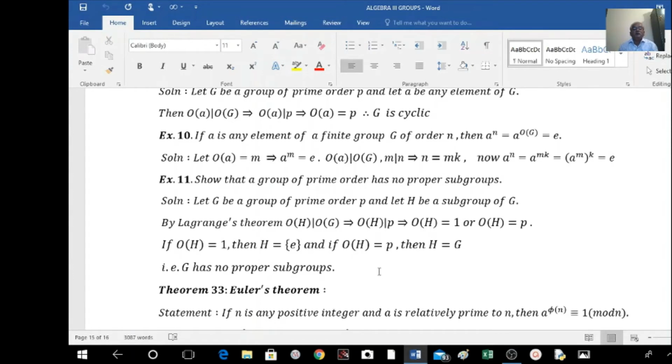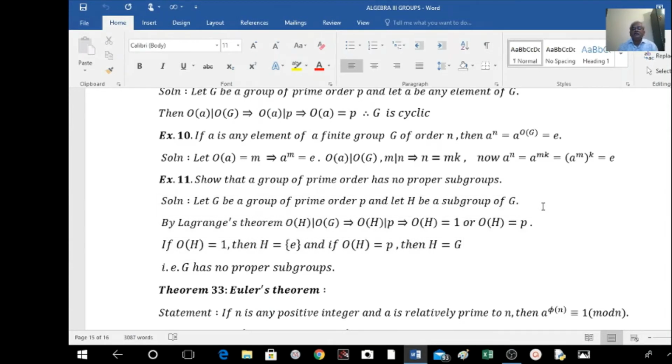What do you mean by proper subgroup and improper subgroups? If G is any group and E is the identity element of G, then the set consisting of only the identity element E is a group. So E is a subgroup of G. And G is a subset of G itself, so G itself is a subgroup of G. That is, the subgroup E and the subgroup G itself are known as the improper subgroups of G.